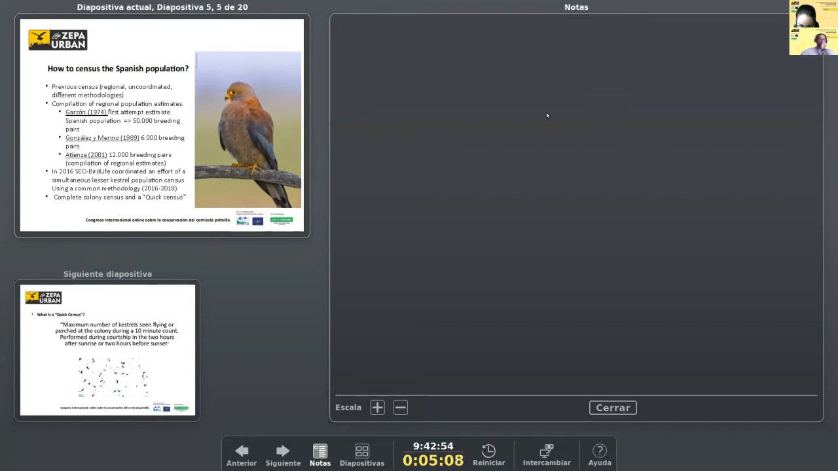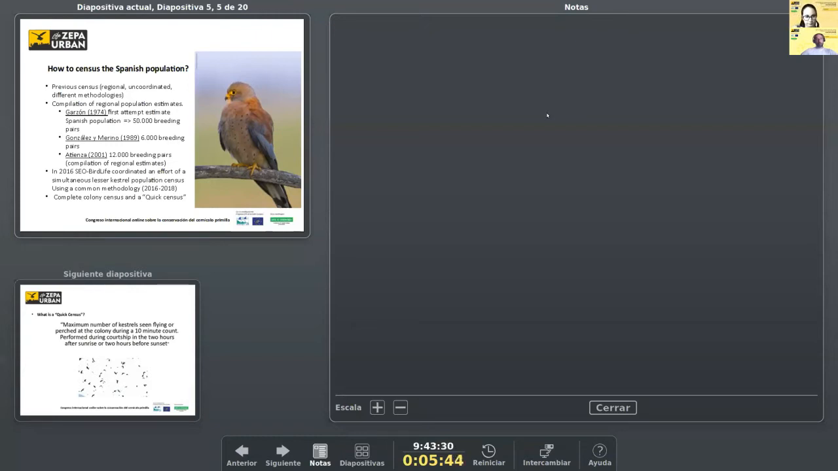Other authors later considered that this estimate was probably an underestimate of the real population size. The first attempt at a complete coordinated census for the whole of Spain, done in a single year, was by SEO BirdLife in 2016. In fact, it was not possible to complete the census in 2016, and some areas were censused in 2017 and 2018. This was a census carried out with a clearly defined methodology.